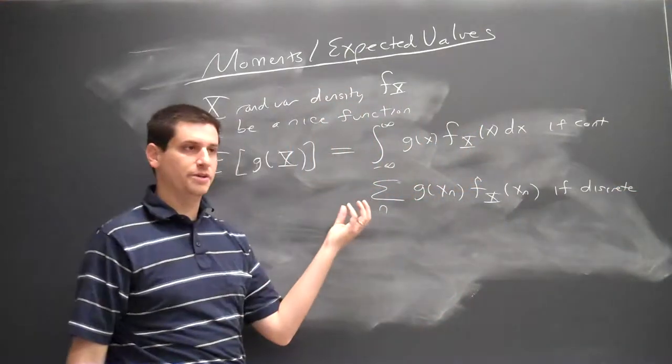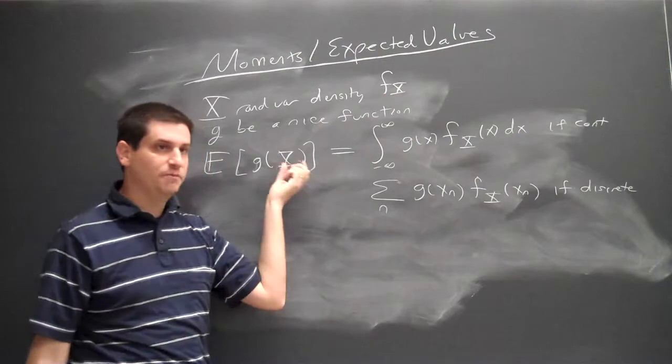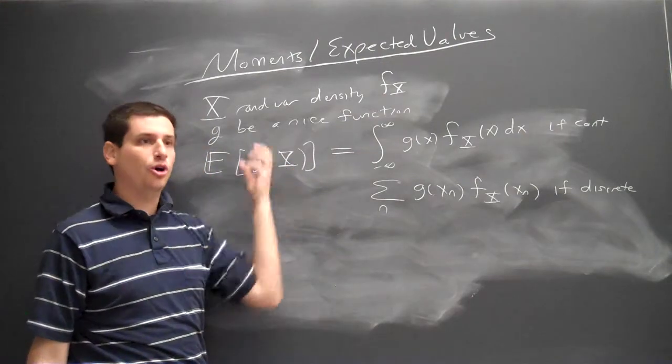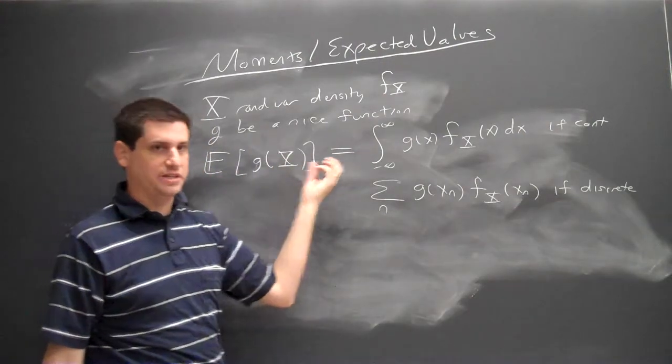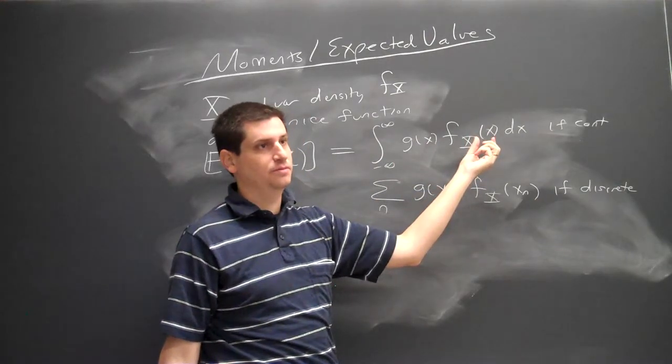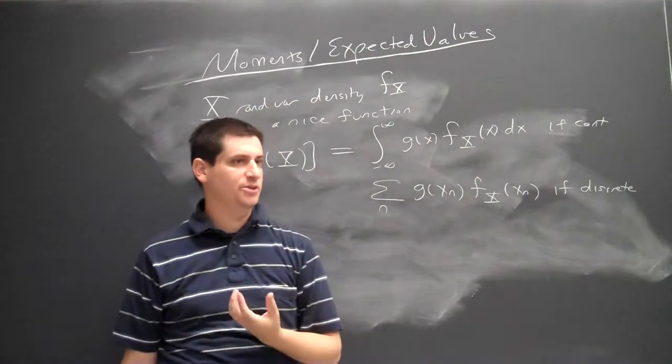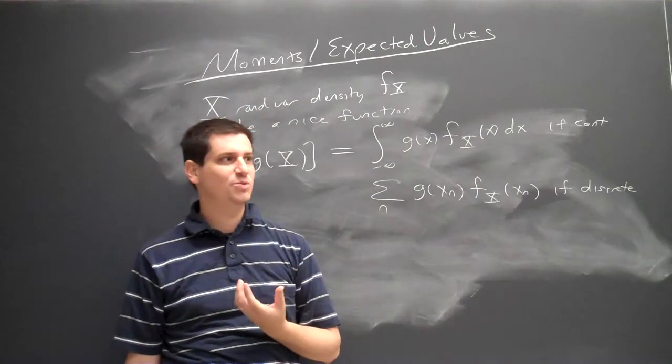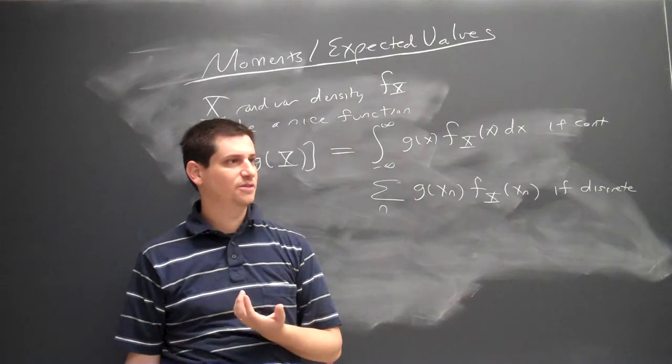So if you think about it, what this is basically saying is I have some function g, and I look at all the possible values that it can take on, and I weight it by the probability that x takes on that value. You've all seen expected values, right? Where is a place where you've seen expected values?